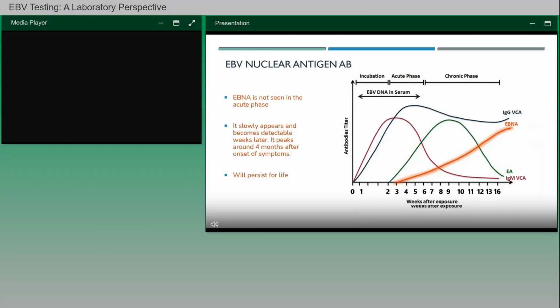And then we also have the nuclear antigen antibody, so antibodies against that nuclear antigen. And these are not seen in the acute phase. This is the slowest and last antibody to rise. So titers will increase here after a couple weeks, about a month later, and then it peaks at around 4 months. And again, like the VCA IgG, it will persist for the life of the patient. So if you've had EBV, which most of us have, you'll have detectable EBNA as well as VCA.